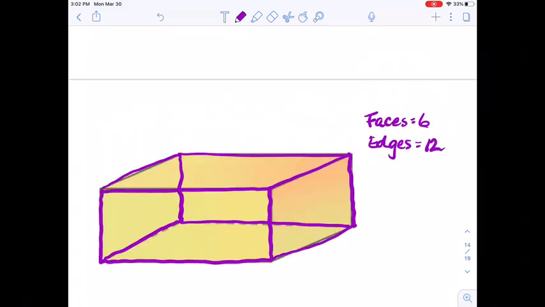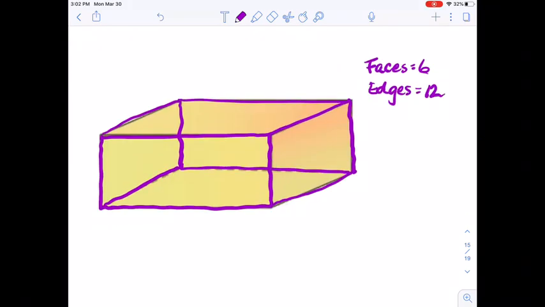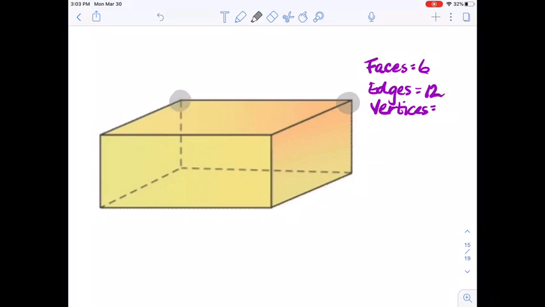That sounds familiar. Let's look back at that cube. Oh, look. 6 faces, 12 edges. Do you think it will have the same number of vertices? Let's count and see. Okay, I've erased our work that we did earlier. Now let's see how many vertices we have. 1, 2, 3, 4, 5, 6, 7, and don't forget this back corner, 8.